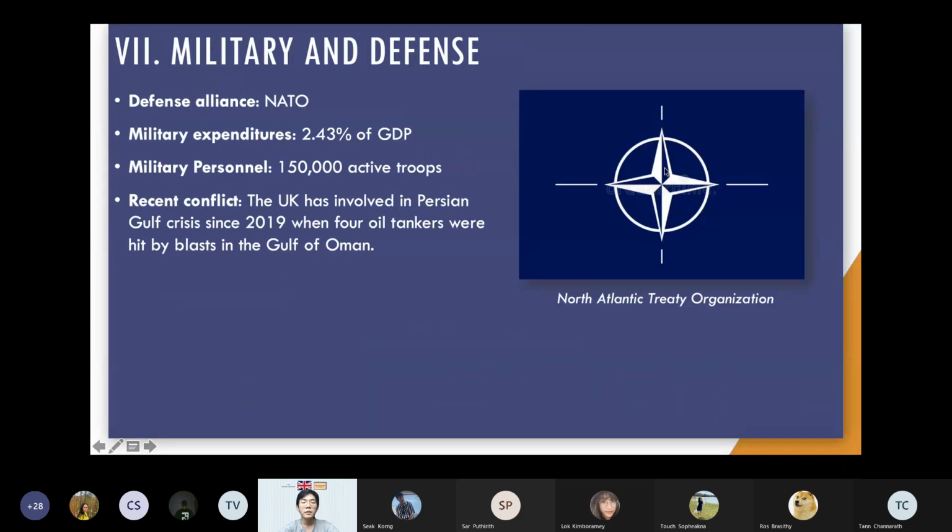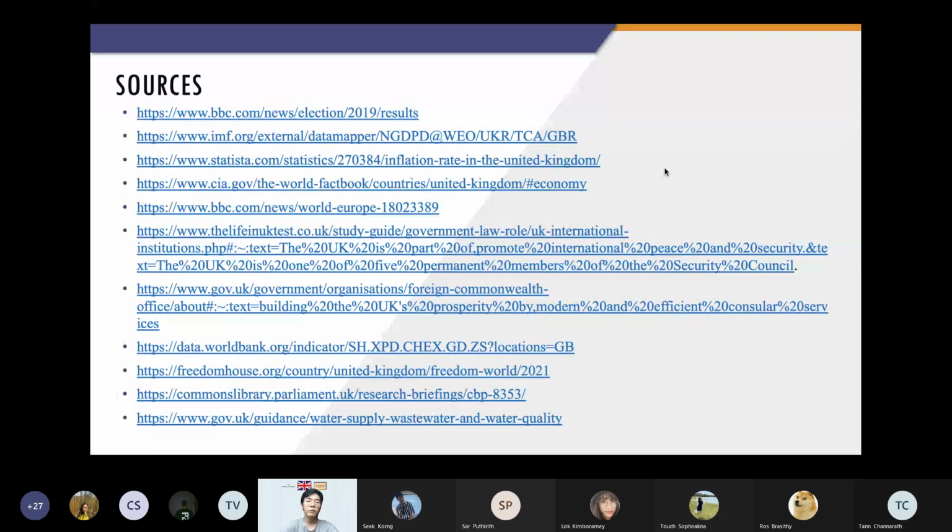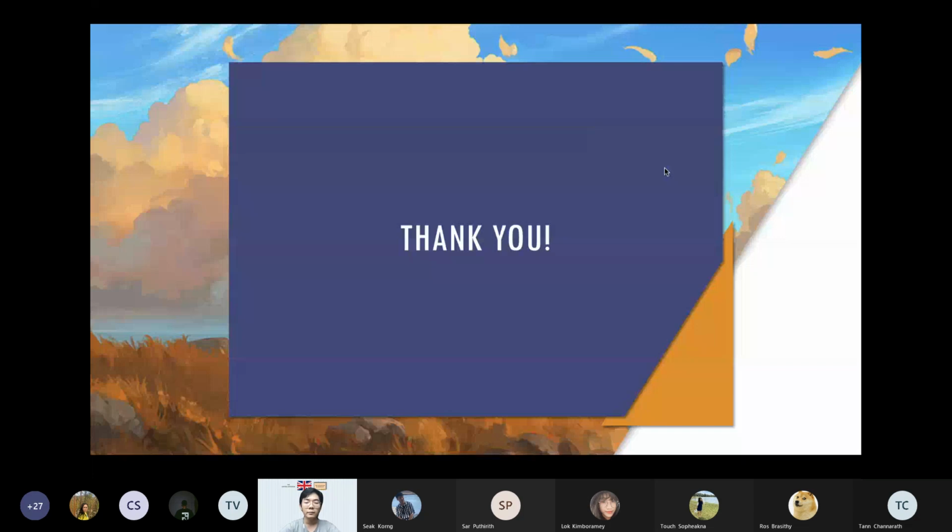And next, the last point is military and defense. The UK is a member of NATO, and it spends around 2.43% of GDP on the military, and it has around 1,050 active troops. And its most recent conflict involvement is the Persian Gulf crisis in 2019. And here is the reference. Thank you. It's the end of my presentation.